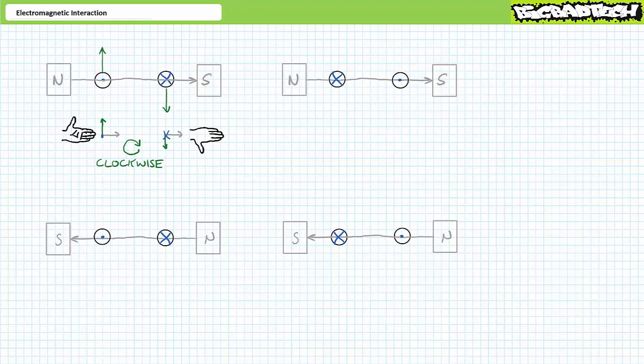For the third scenario in the lower left-hand corner, the external magnetic field is oriented north to south, right to left, and current in the electromagnet enters on the right and leaves the left. And finally, for the fourth scenario in the lower right-hand corner, the external magnetic field is oriented north to south, right to left, and current enters the electromagnet on the left and leaves it on the right.